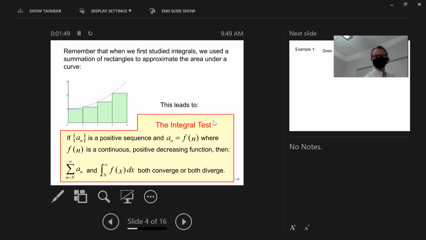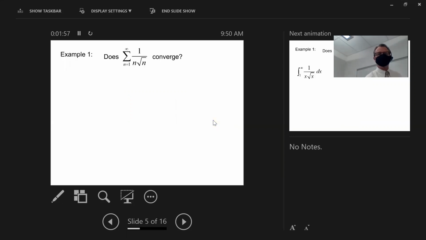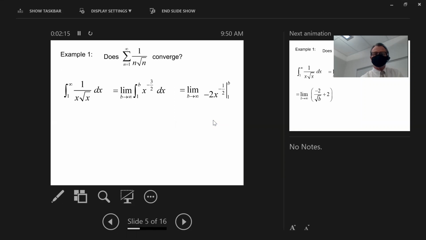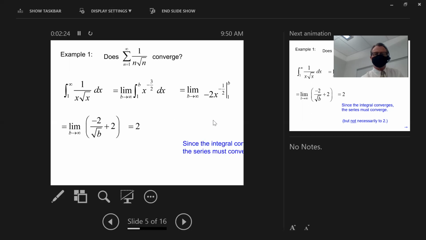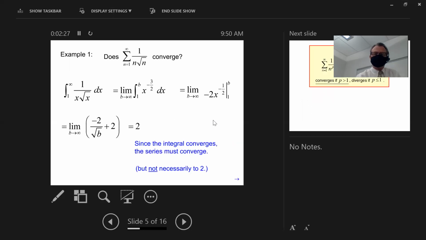What does the integral test mean? Well, if you anti-differentiate this, here's an example. Does this thing converge? Which is improper integration. It's giving you a constant. What is that telling you? That the integral converges so the series converges, but it doesn't have to go to 2. It just means it converges.